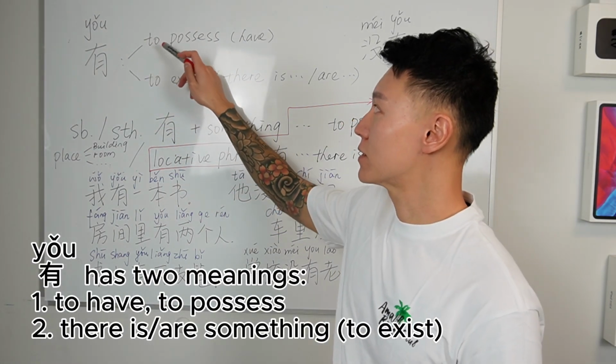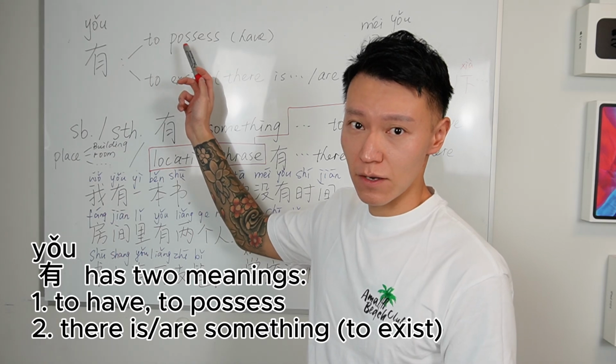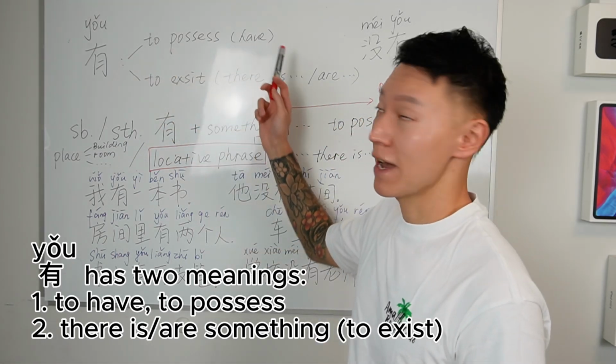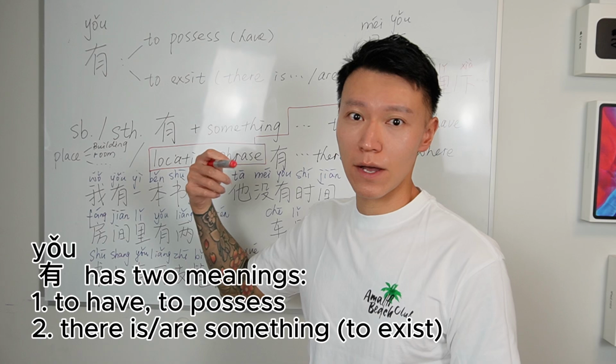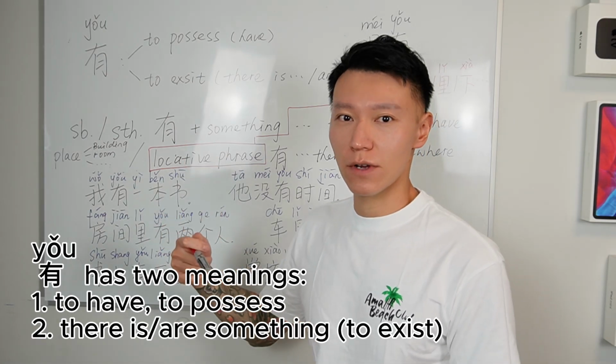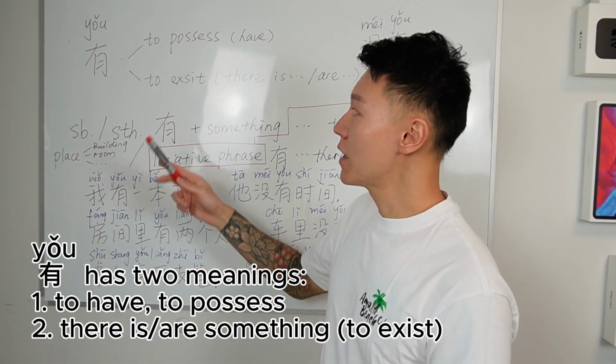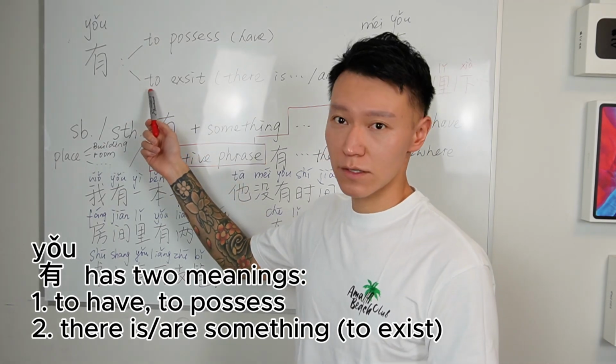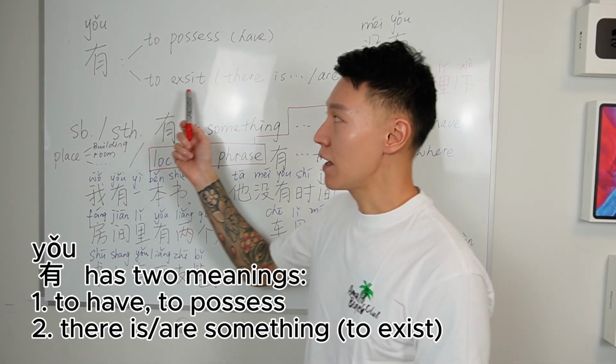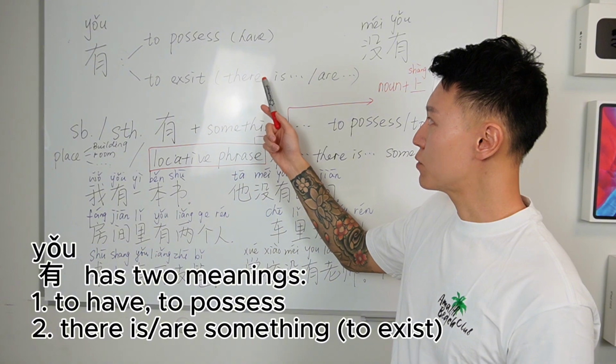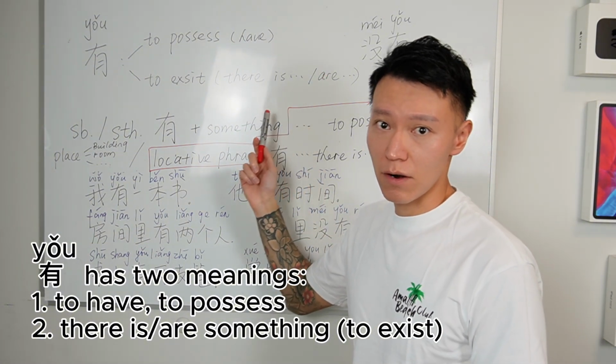The first one is to possess something. So that is in English, to have something. For example, I have a phone, I have a computer, I have $500. And the second meaning of it is to exist. And that in English would be there is or there are something.